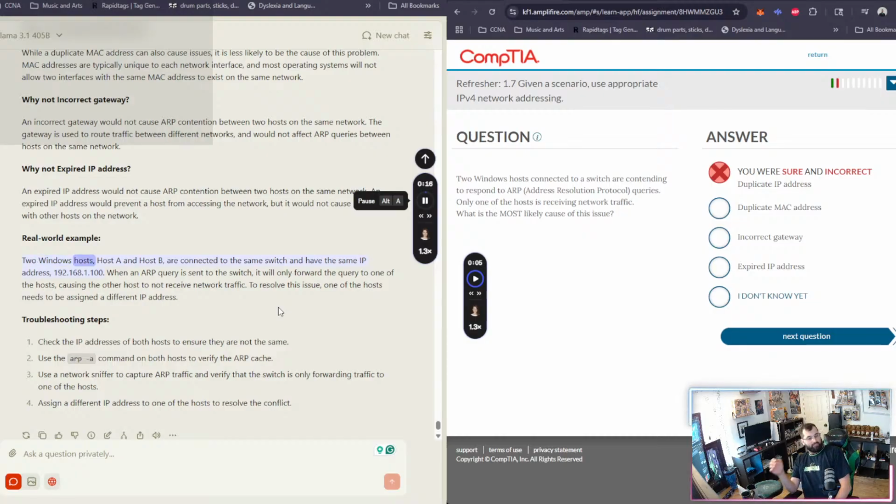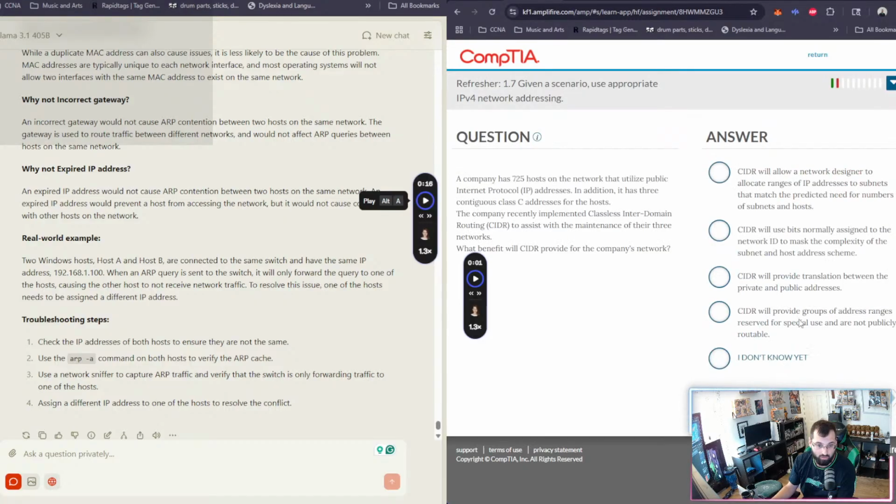Two Windows hosts, host A and host B, are connected to the same switch and have the same IP address, 192.168.1.100. When an ARP query is sent to the switch, it will only forward the query to one of the hosts, causing the other host to not receive network traffic. To resolve this issue, one of the hosts needs to be assigned a different IP address. I guarantee you it's going to say it's expired.